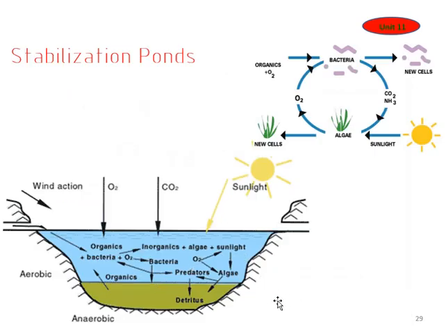The last one is the stabilization pond. Stabilization ponds are like an open ditch or a hole in the ground. You can dig the hole and fill it with the wastewater.